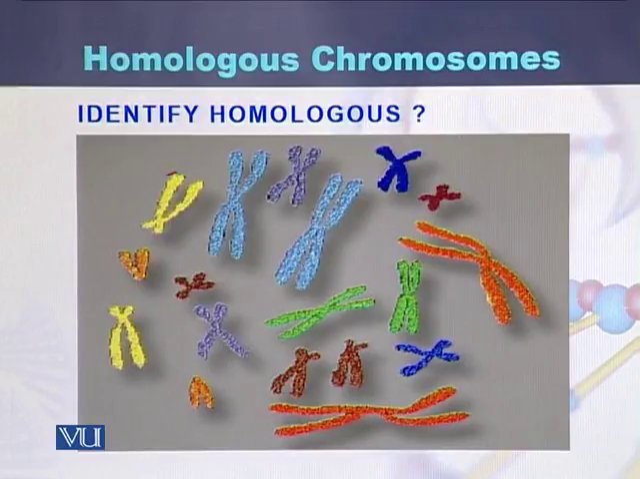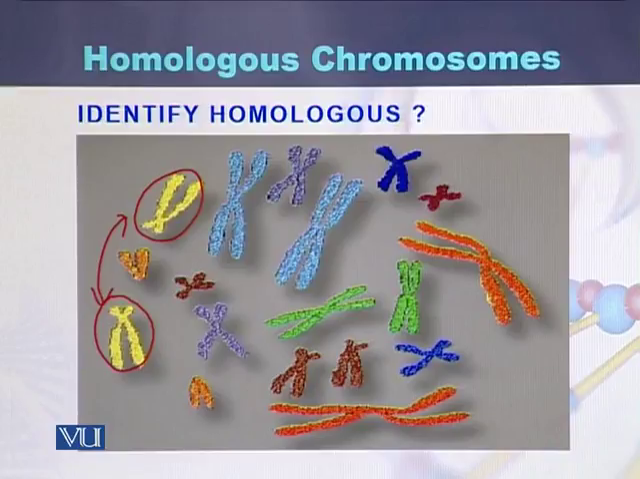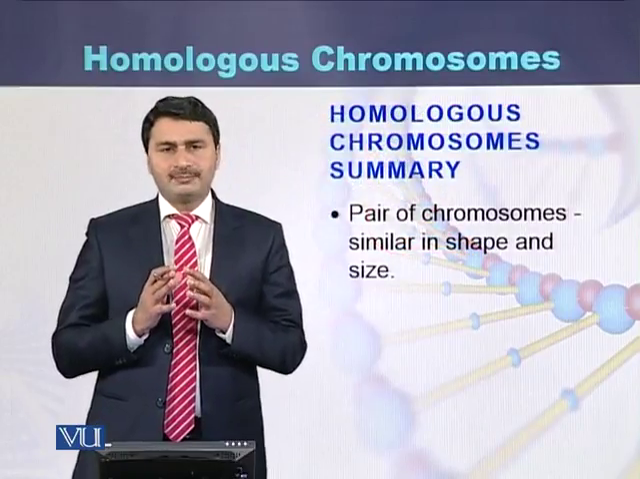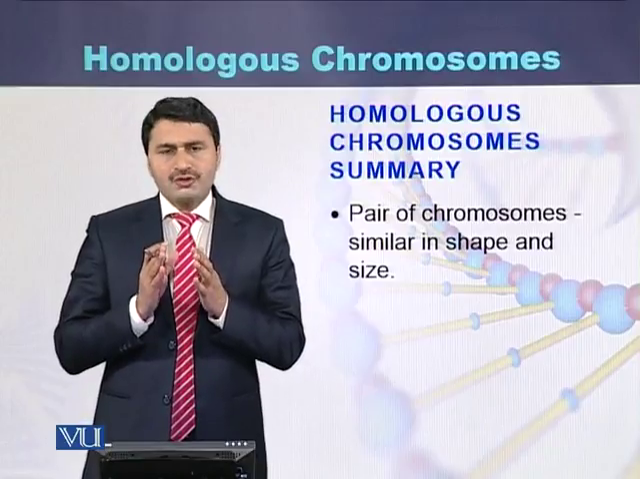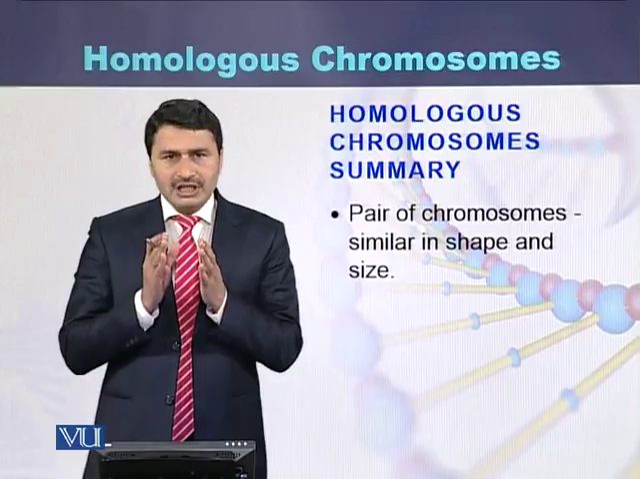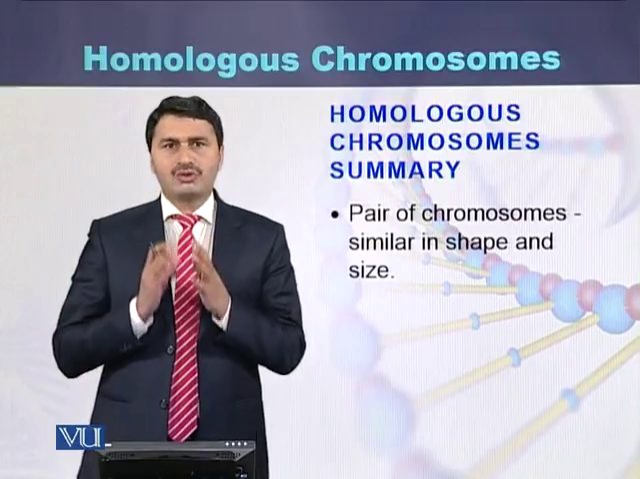If we see this chromosome, this chromosome is homologous to this chromosome. So these two chromosomes are homologous to each other. Take another example, this chromosome is homologous to this chromosome. They are homologous with each other. So we can conclude that chromosomes which are similar in size and shape are called homologous chromosomes.